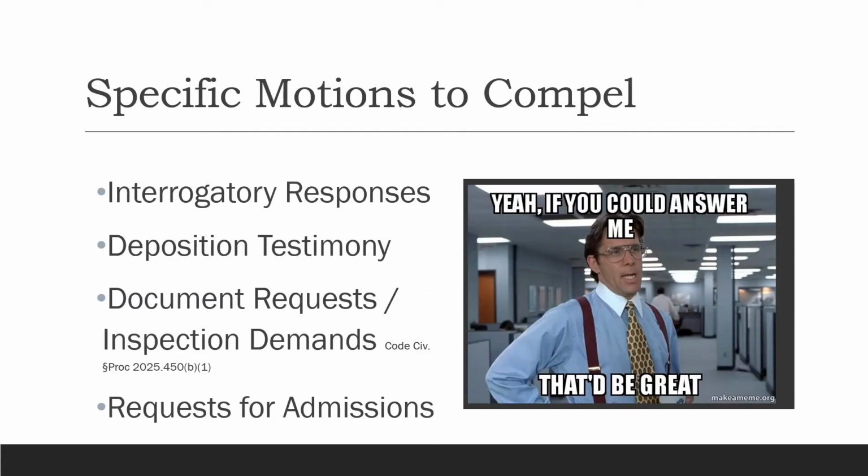So let's look at the specific motions to compel. First, there are interrogatory responses. Interrogatory responses we learned about in a previous chapter as well. It's a prime example of a motion that gets frequently filed in courts. This is when you've received a response to interrogatories, or questions, that you believe are incomplete, and you want the court to order the responding party to provide further responses.